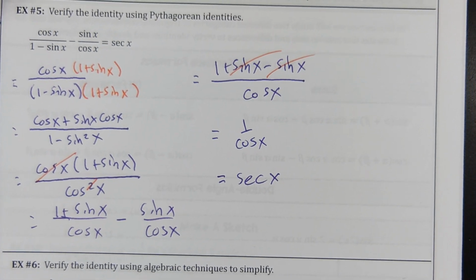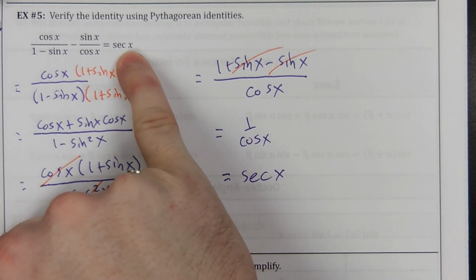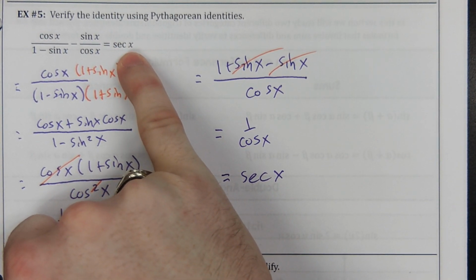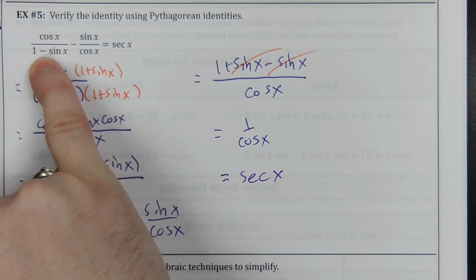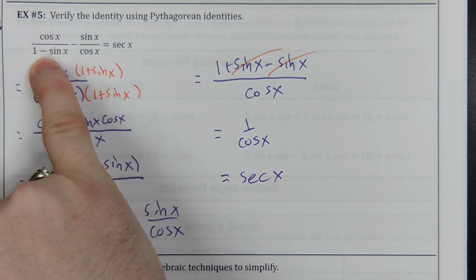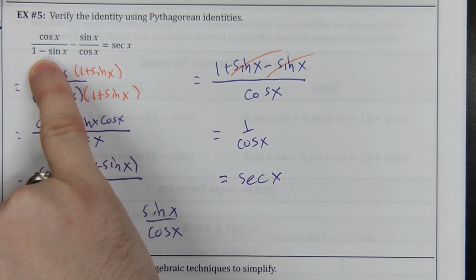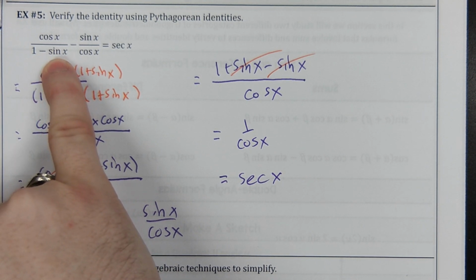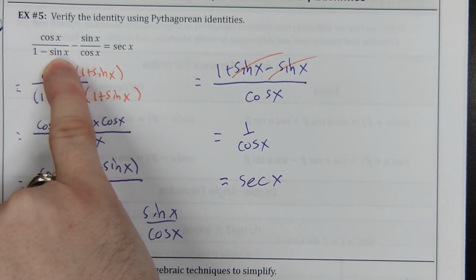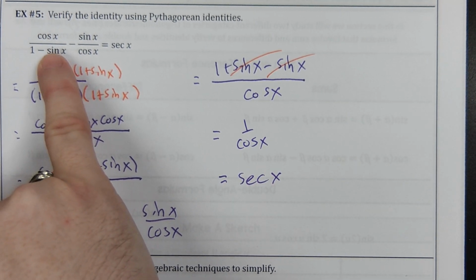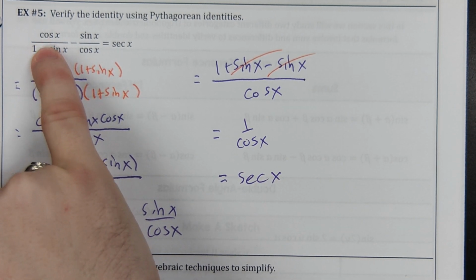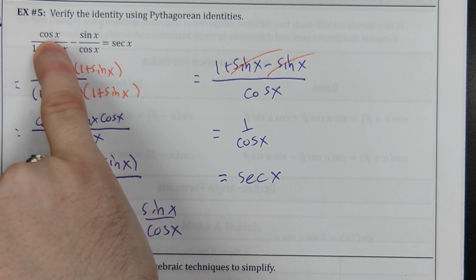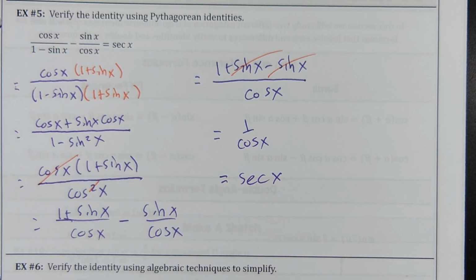So again, how did I know to do that? Well, I know I'm trying to get to secant x, which is 1 over cosine x, right? This fraction already has an over cosine x. So one of the thought processes is, how do I make this be an over cosine x? And the way that we relate sine of x and cosine of x with the Pythagorean identity is knowing that sine squared x plus cosine squared x is 1. So this is what you get if you subtract sine squared x from both sides. And also, that'll give me cosine squared x on the bottom, which would cancel that cosine x on the top.